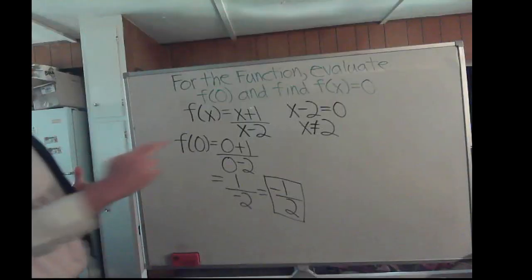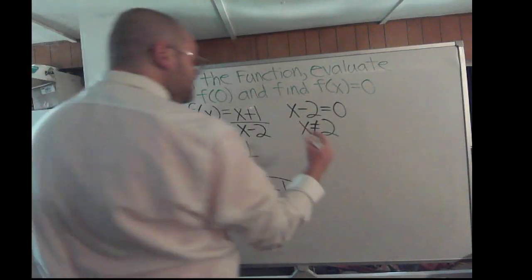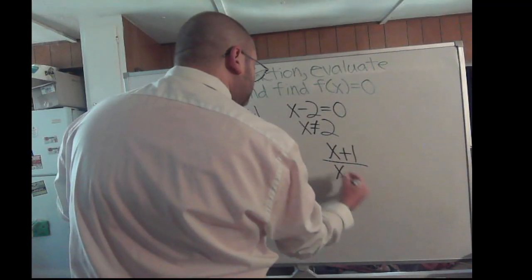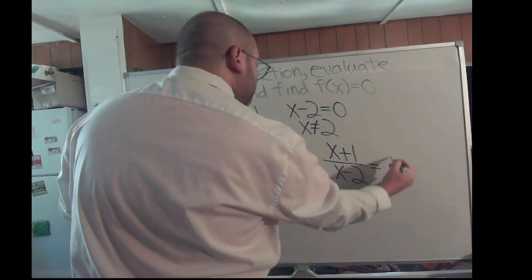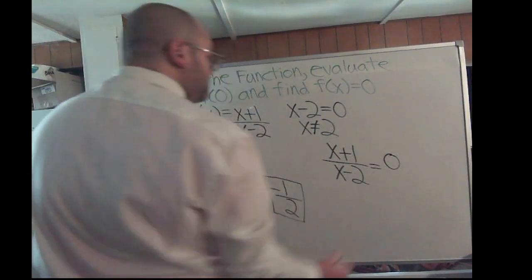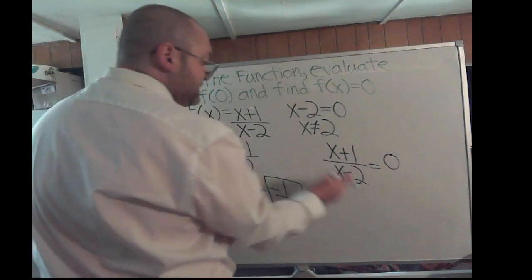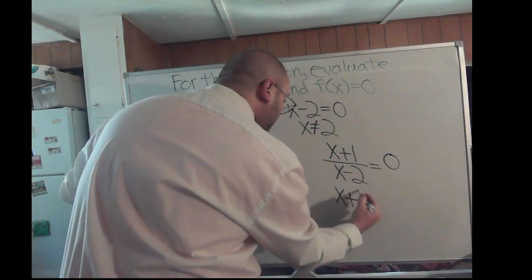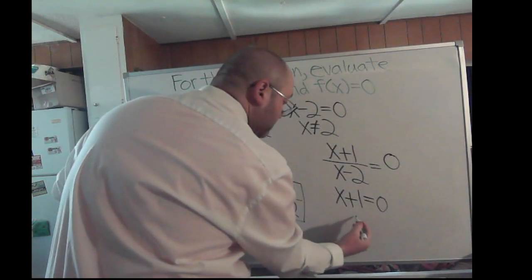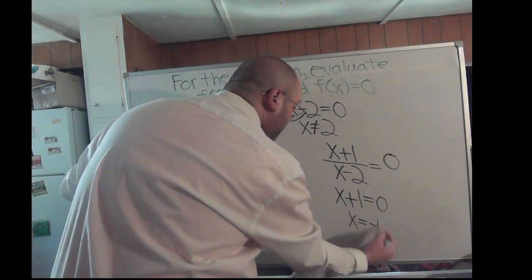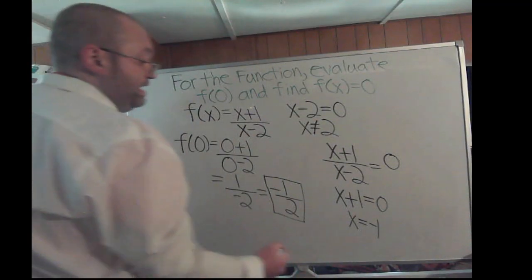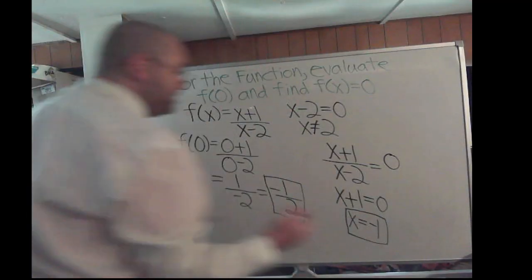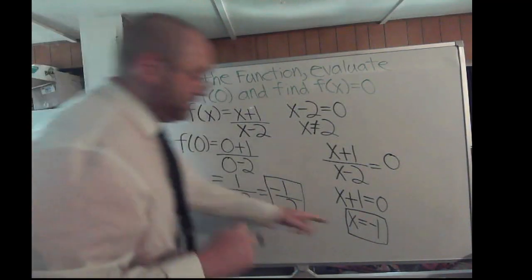Now we're going to find f of x equal to 0. So you take your x plus 1 all over x minus 2, set that equal to 0. Well, we can multiply both sides by x minus 2, get rid of the x minus 2. Now you just have x plus 1 equals 0, which means x equals negative 1. And it's still defined for x equals negative 1, so that is a viable solution. x equals negative 1 for this.